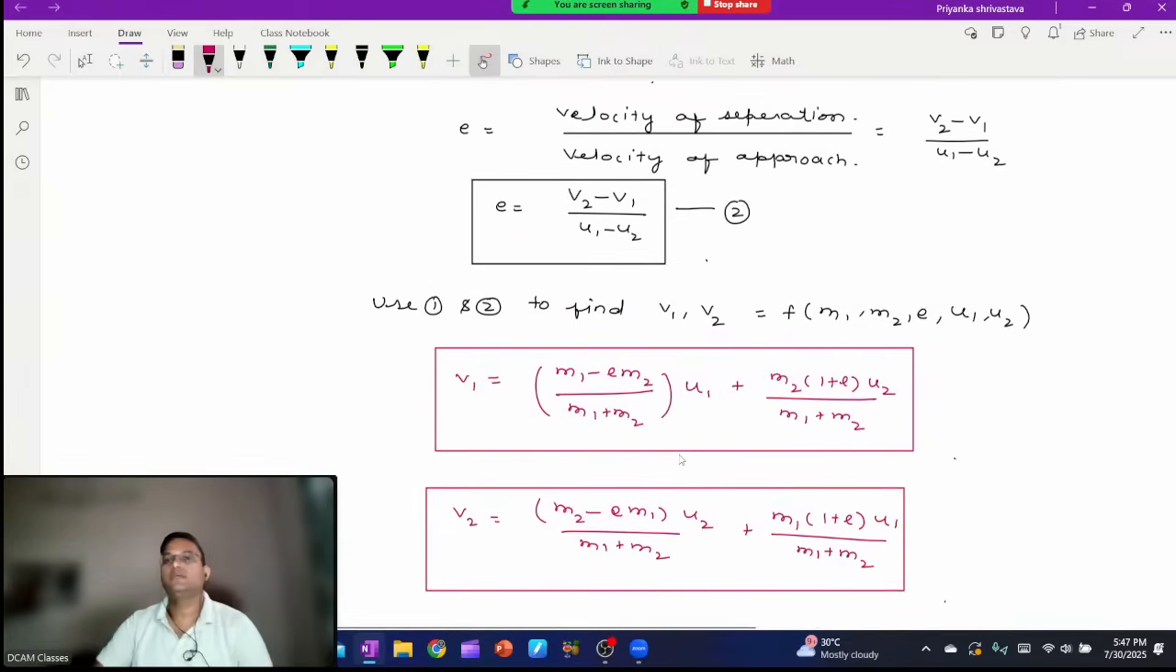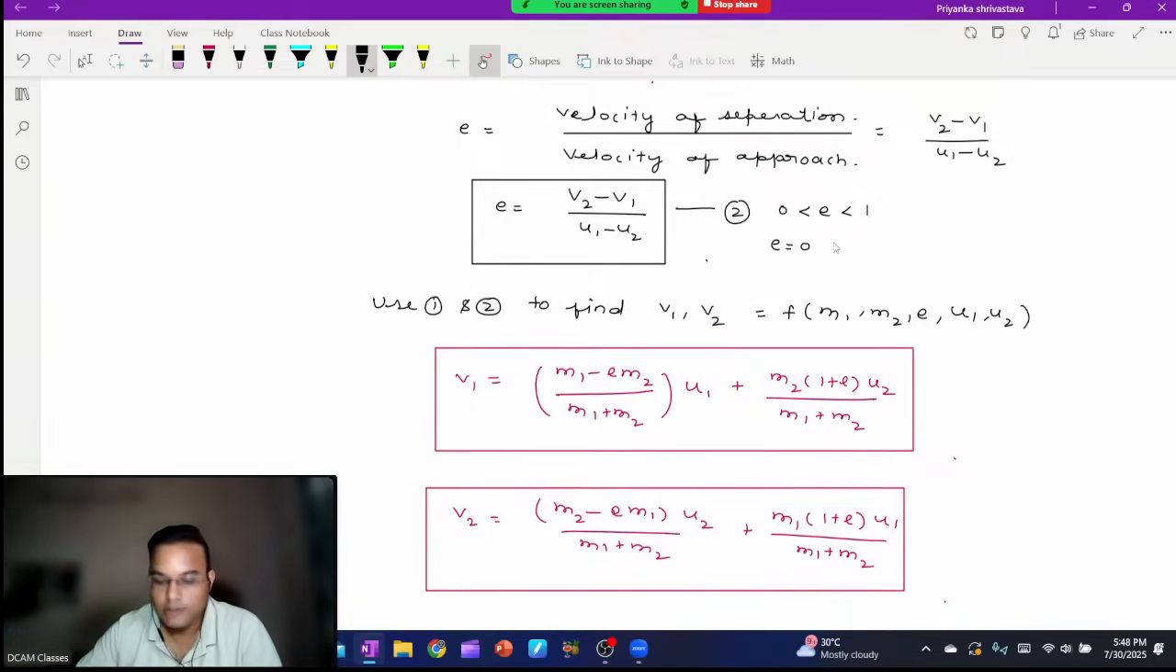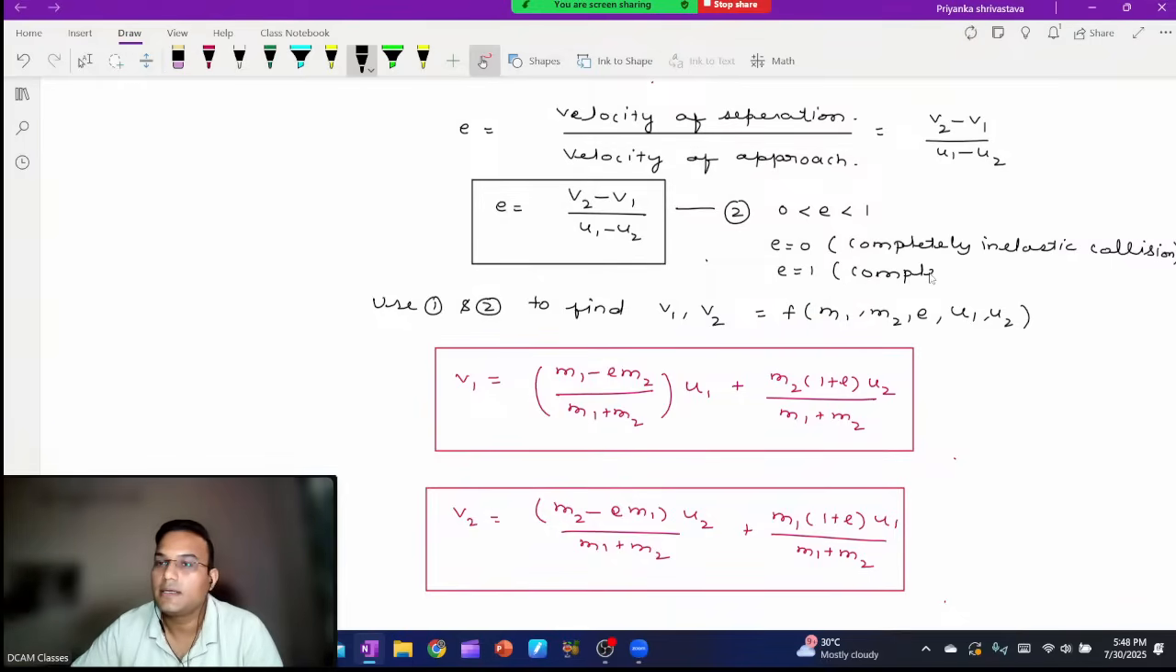Now, about the coefficient of restitution, I'll tell you a few things. The coefficient of restitution E, the value lies between 0 and 1. E is equal to 0 is for completely inelastic collision. And E is equal to 1 is for completely elastic collision.